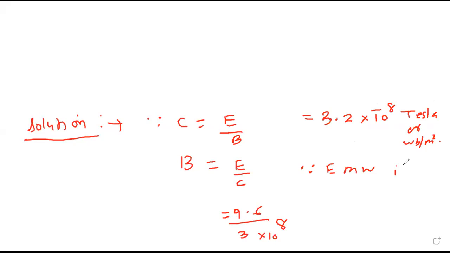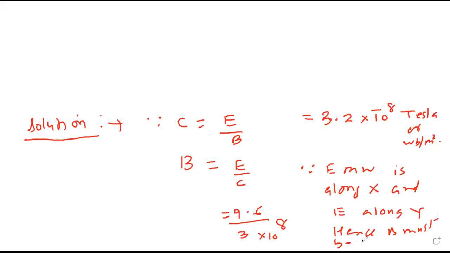Now since the electromagnetic wave is along x and E along y, hence B must be along z. So we got magnitude 3.2 into 10 raised to minus 8 and direction is along z axis. Now copy fully.